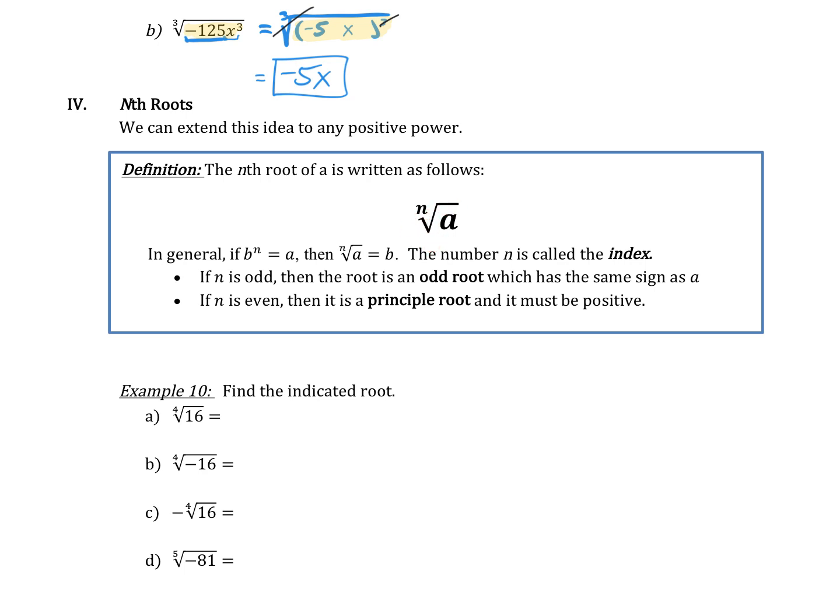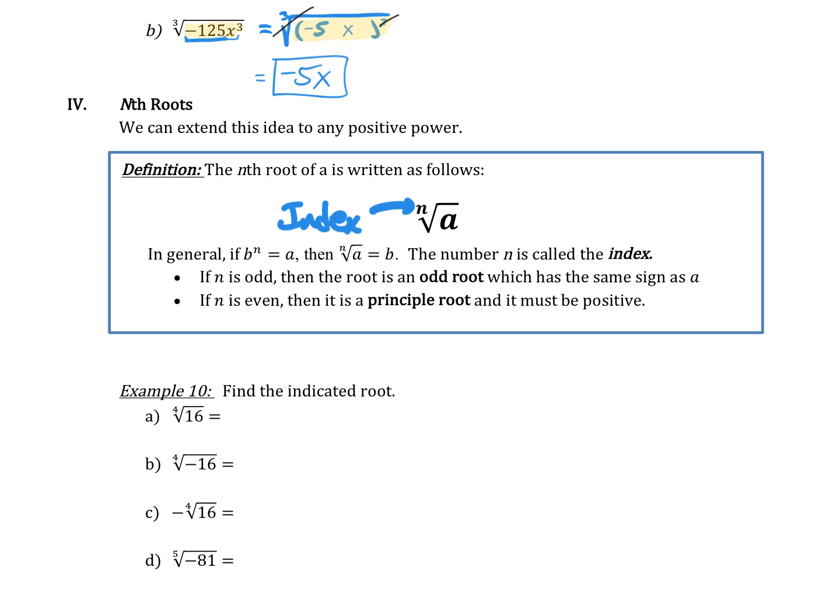N, the number, could be 2, which would be a square root. If n is 3, it's a cube root. Or it can be 4, 5, or 6. It just means what number can we raise to a power to get this thing inside. All right? And this number n right here is called the index. That's important. So that n is that index.